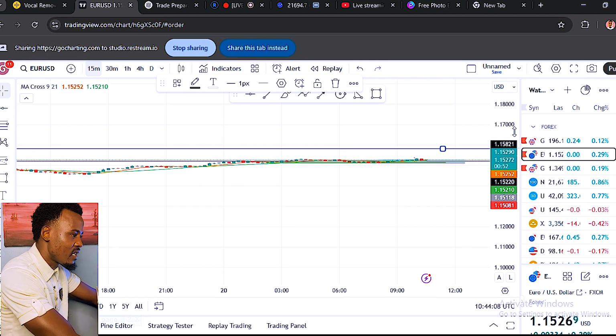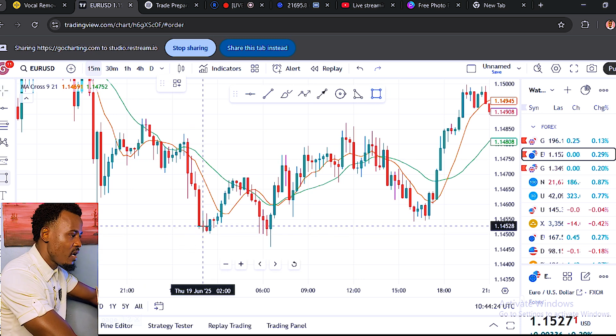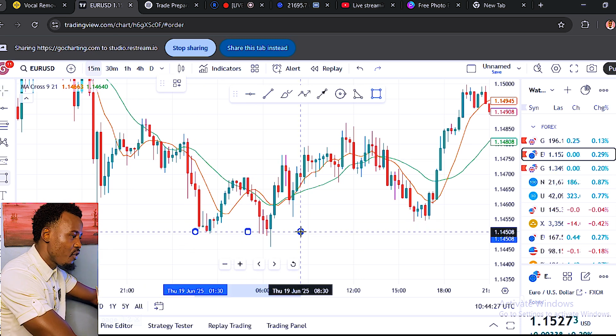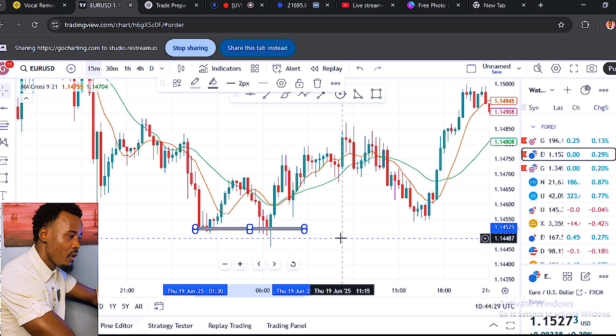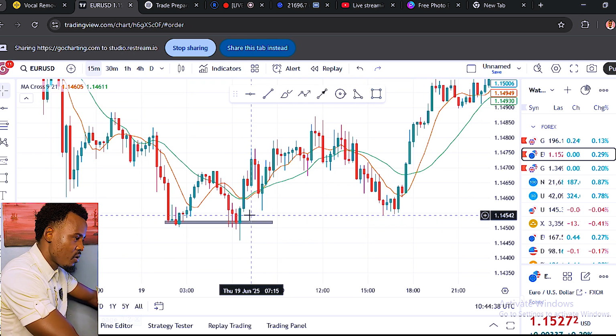So let's start analyzing this chart right here. What I always look for before I jump into any trade is a double bottom. If you don't know how to use the double bottom well, you can misuse it and end up blowing account after account. That's how it works.